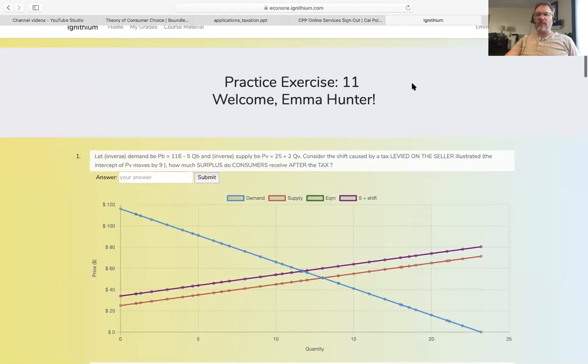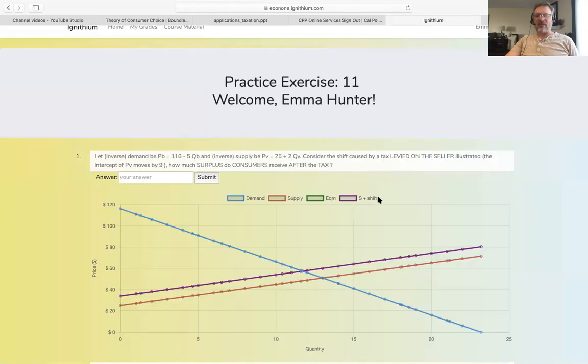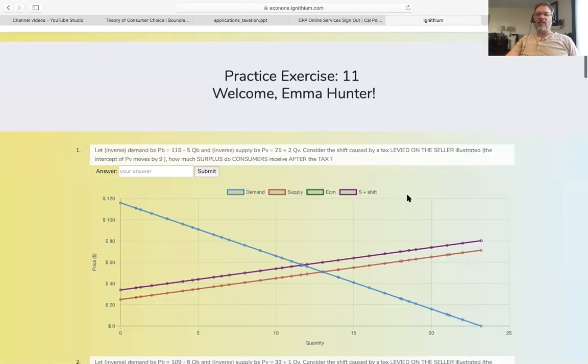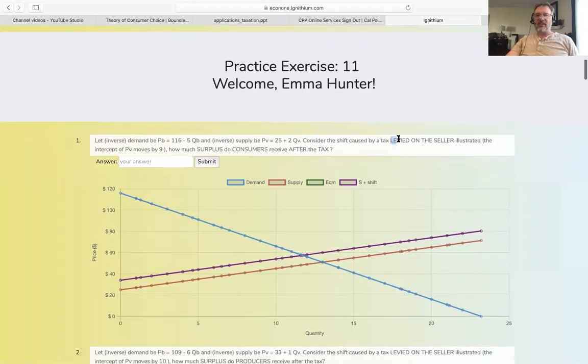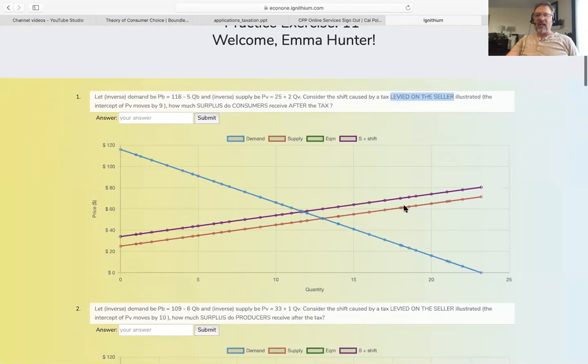The difference between the problems on the micro 2 and the micro 1, as you can see, is that the micro 1 stuff is already graphed out for the students. So this is what I use for the principles students, but they cover a lot of the same material, a little bit less in depth. But notice the language here. The tax is levied on the seller, right? Because it's levied on the seller, I'm shifting the supply curve up to reflect the tax.